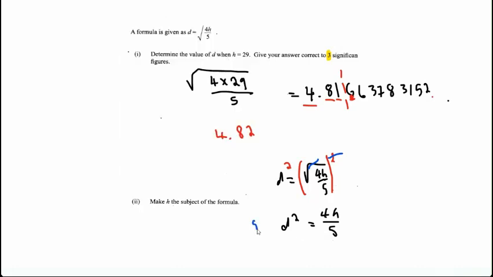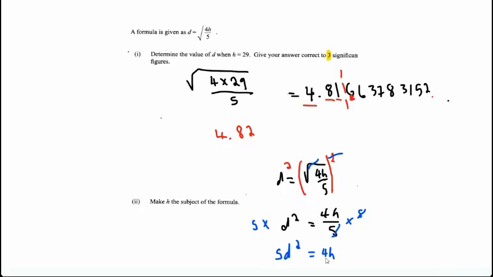So we'll just put it in front of it. And we'll also have 4h over 5 times 5. And the 5's will cancel. So we're left with 5d squared is equal to 4h.